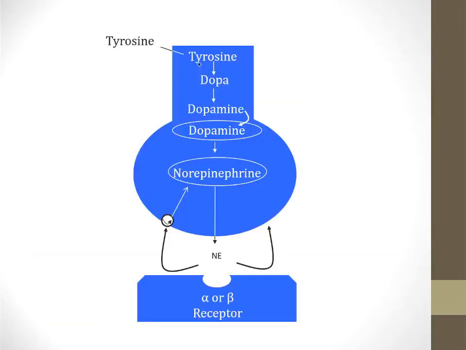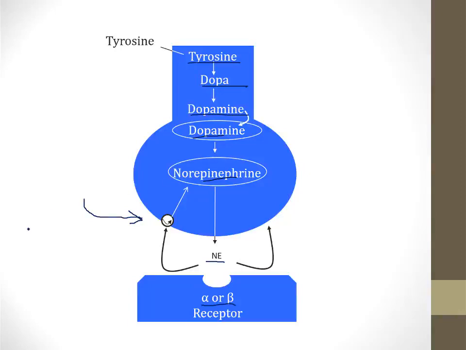And here's my own little drawing of how this process works. It begins with tyrosine, which is converted to DOPA, and then dopamine. Dopamine is packaged into vesicles, it becomes norepinephrine, and when the cell depolarizes, norepinephrine is released into the synaptic cleft where it can bind to alpha or beta receptors. There's also a transporter which reuptakes norepinephrine from the synaptic cleft. That leads to it being repackaged so it can be used again.